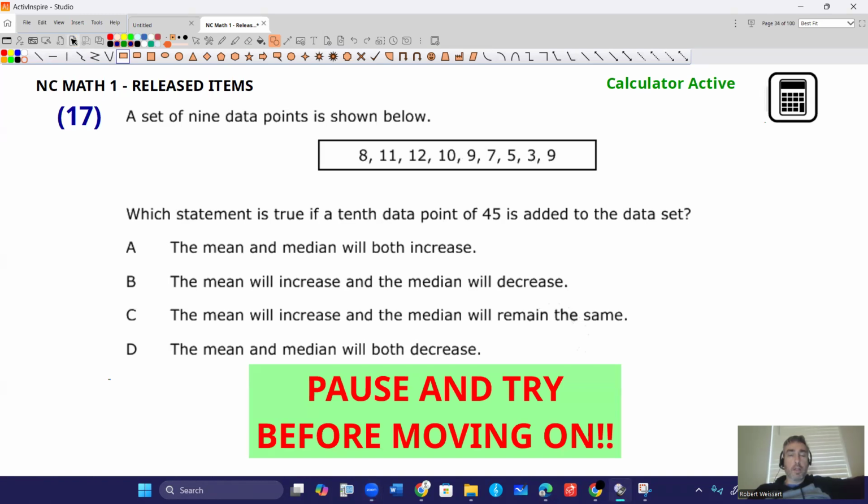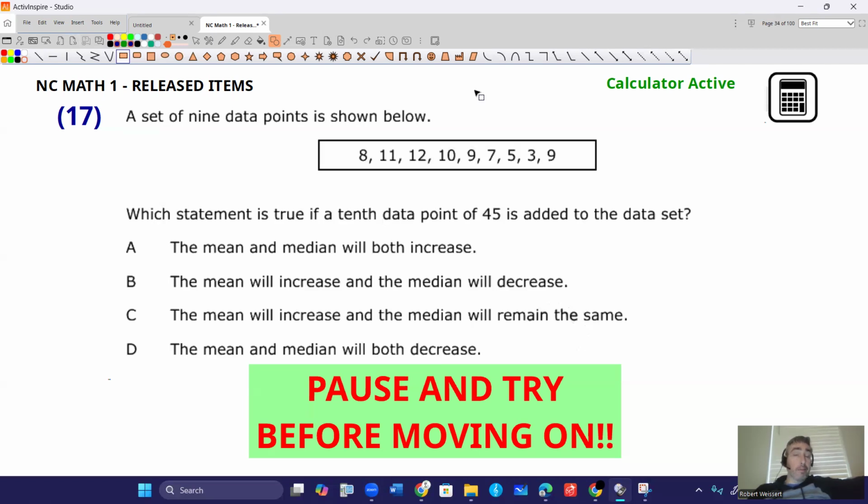Pause and read the answer choices and see if you can figure out the answer. A, the mean and median will both increase. B, the mean will increase and the median will decrease. C, the mean will increase and the median will remain the same. D, the mean and median will both decrease.